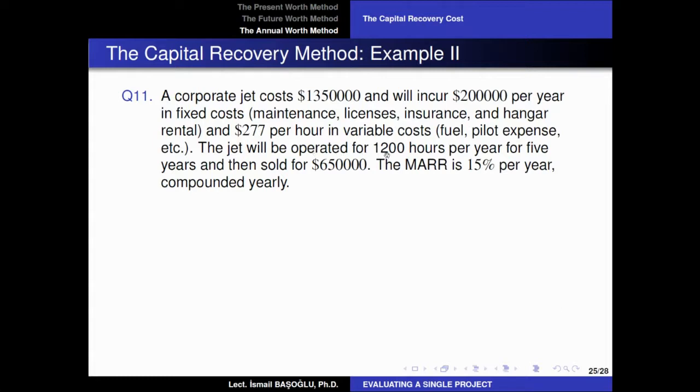The jet will be operated for 1,200 hours per year for 5 years.